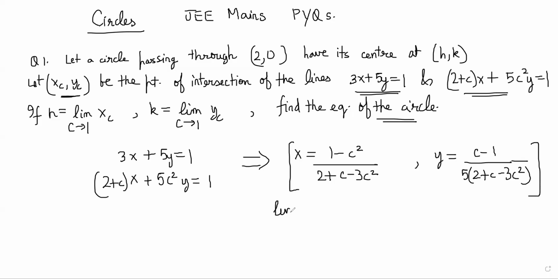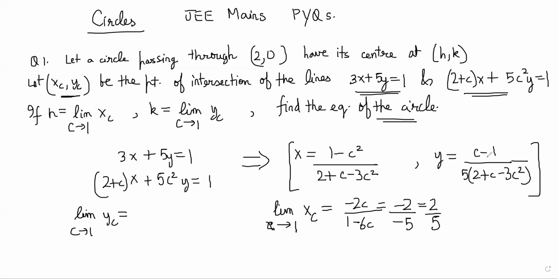Now find the limit of xc as c tends to 1. This is actually coming in 0 by 0 form. So do L'Hopital's rule. So minus 2c by 1 minus 6c, and put 1 now, minus 2 by 1 minus 6, so minus 5. So this is 2 by 5. And limit of c tends to 1 for yc is also 0 by 0. So it will be 1 by, after L'Hopital's, 1 by 5 times 1 minus 6c. So put 1 here, you get a minus 1 by 25.